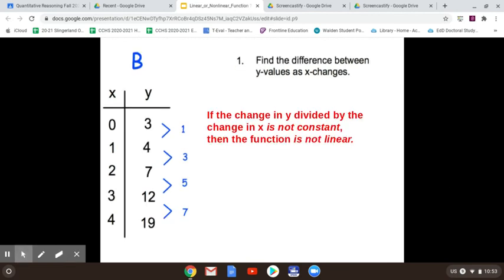For table B, there's a pattern. It keeps going up by more each time. You see it goes from 1 to 3, from 3 to 5, from 5 to 7. There is a definite pattern there, but it is not constant. This is not the same pattern. It's not a constant rate of change. So this is nonlinear.